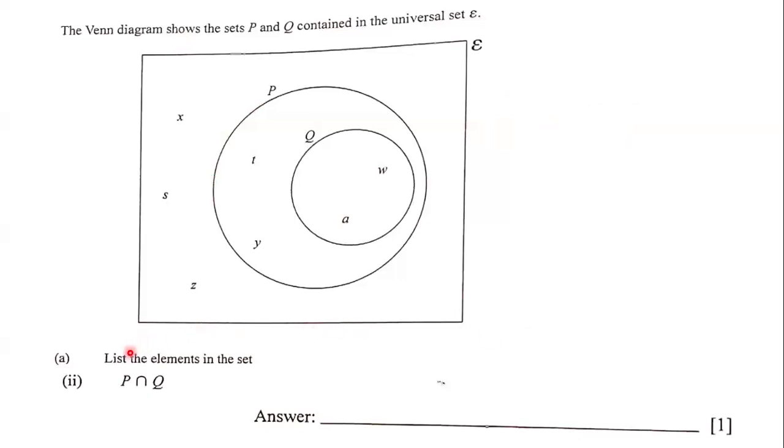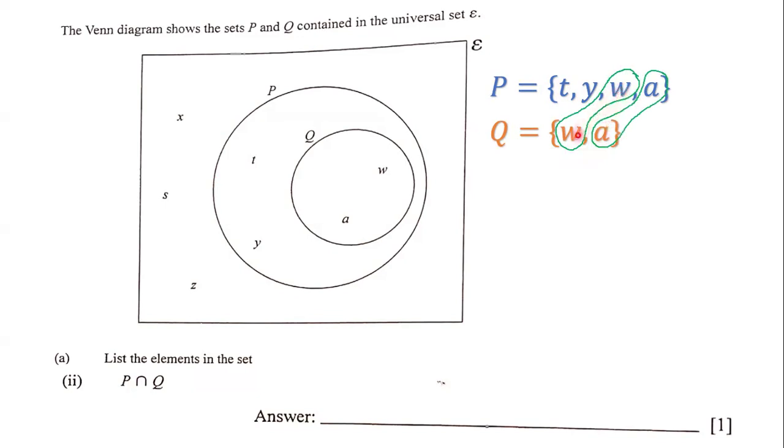Next, the question says, list the elements in the set P intersect Q. Now, P intersect Q is going to be all of the elements that are in both P and Q. So we list the elements of P, which is T, Y, W, and A. We list the elements of Q, which is W and A. And the ones that are the same are W and A. And so the intersection of P and Q is W and A. P intersect Q is the set W, A.